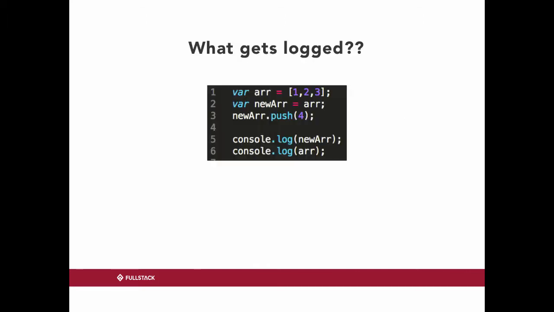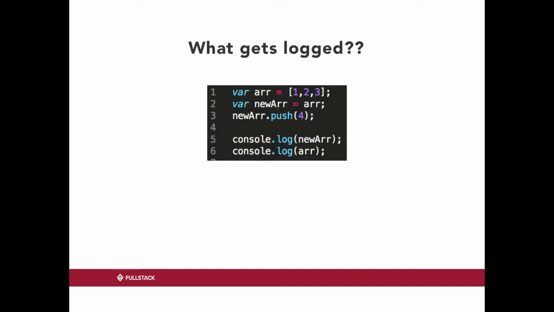So we have this array that has the numbers 1, 2, 3 in it. We have another variable, new array, and we set it equal to the first variable, array. Then we push in the number 4 to new array. What will get console logged out when we console log new array? And then what do you expect to get console logged out when you console log array?